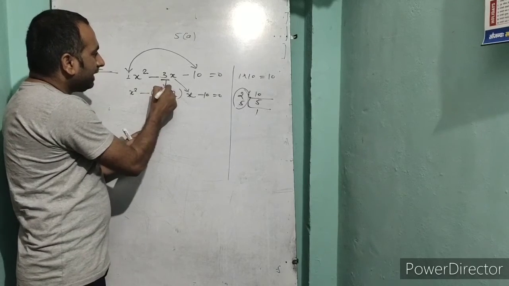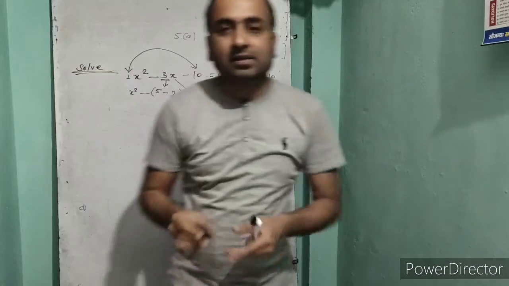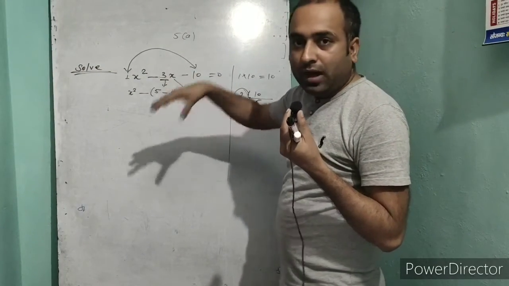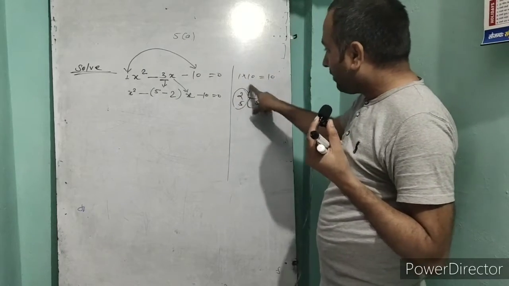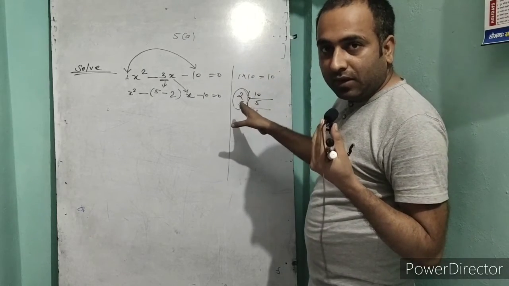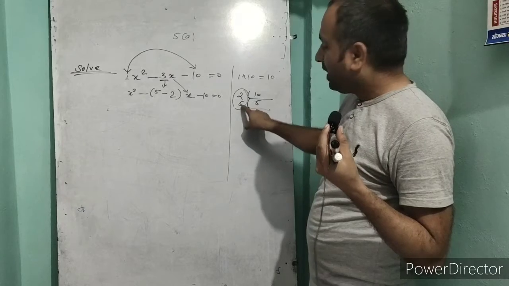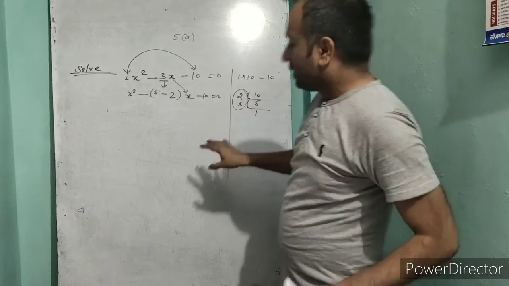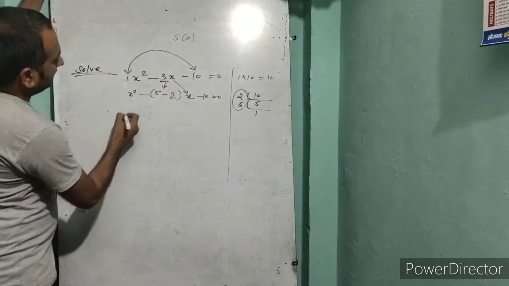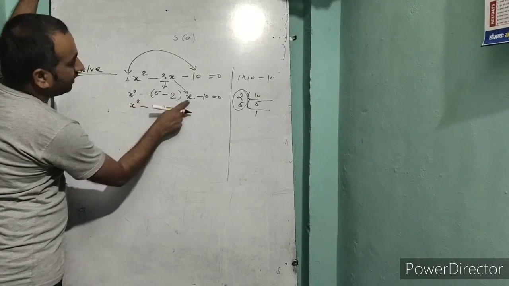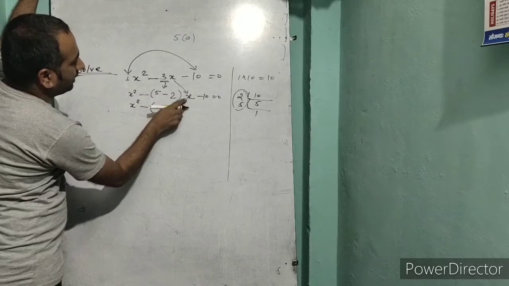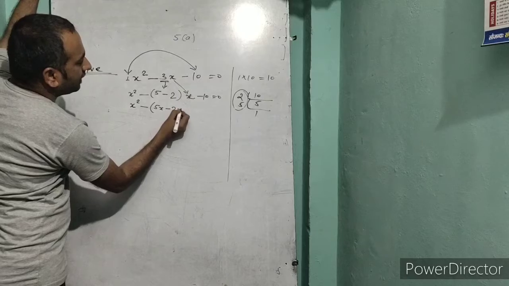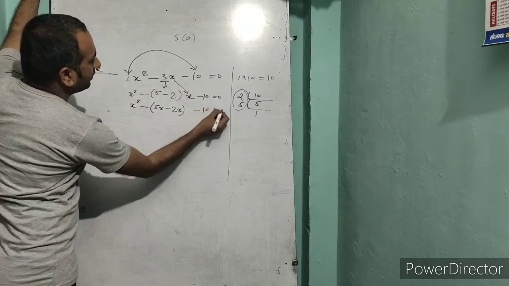So your target every time is that you have to make the mid constant by the help of the factors. Factors are 2 and 5, so 5 minus 2 is 3. Now see, this will give you x square minus 5x plus 2x, actually x square minus 5x, with minus 2 into x, this is 2x, and minus 10 is equal to 0.